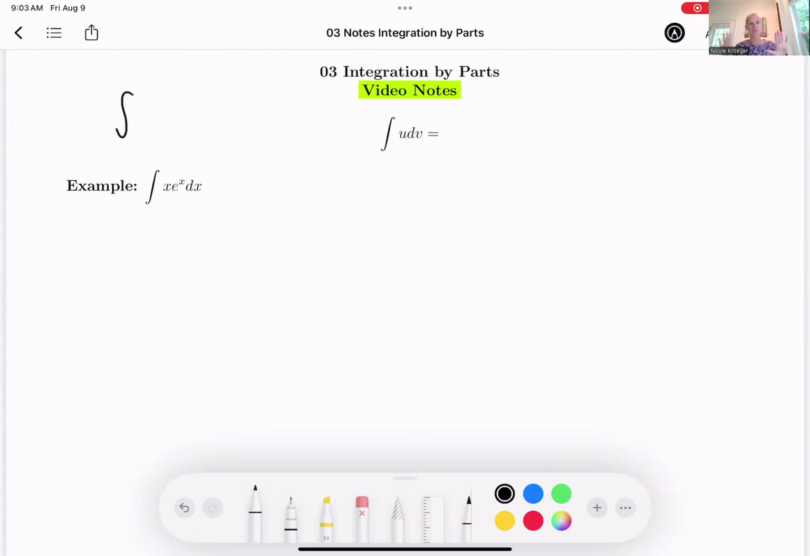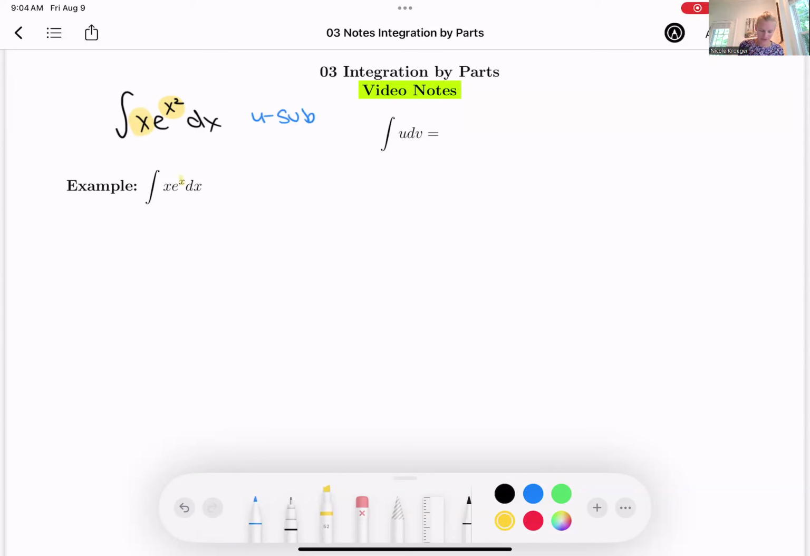Integration by parts works when we have two functions multiplied by each other that are not really connected via derivatives at all. So let's compare two examples here. x e to the x squared is one that we did last class, and x e to the x is one we're going to do today. Last class we saw that if I pick x squared to be my u, its derivative with a constant is x. And so U substitution works nicely on this first one.